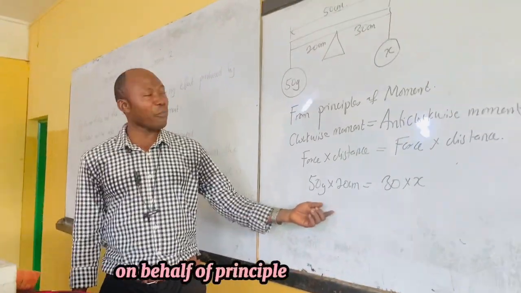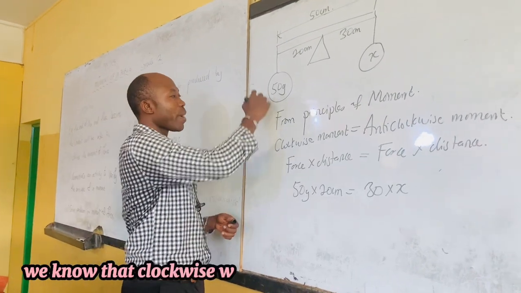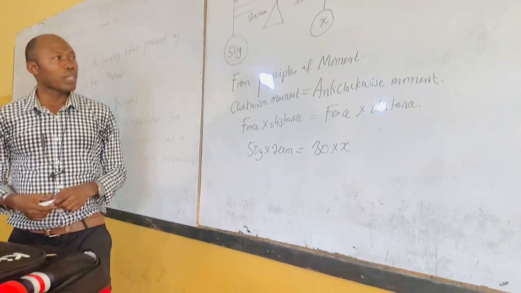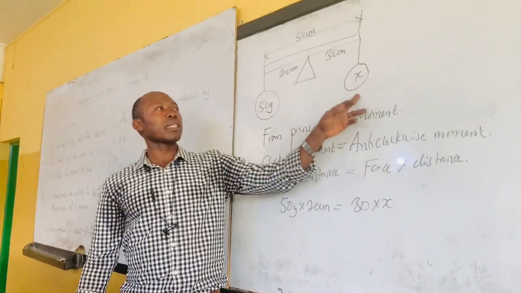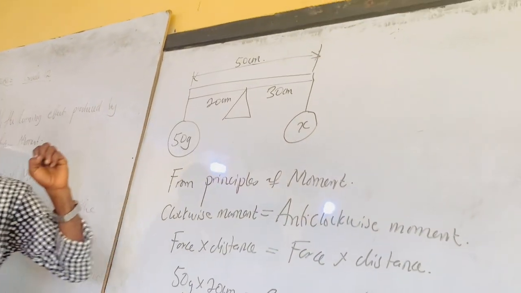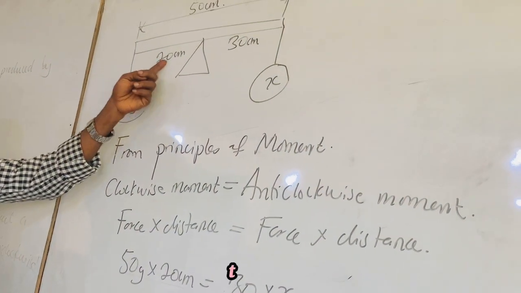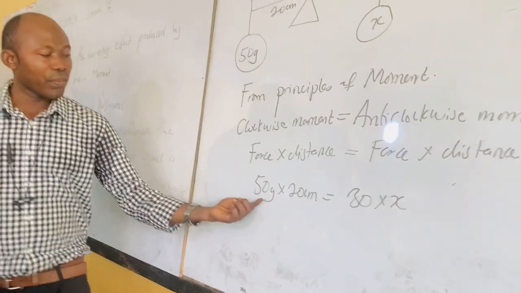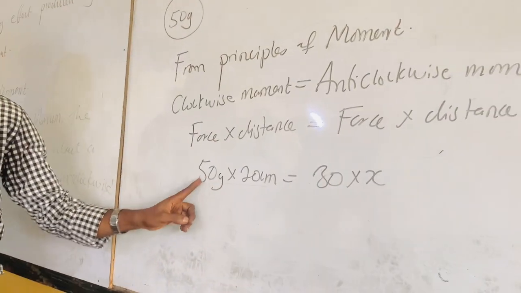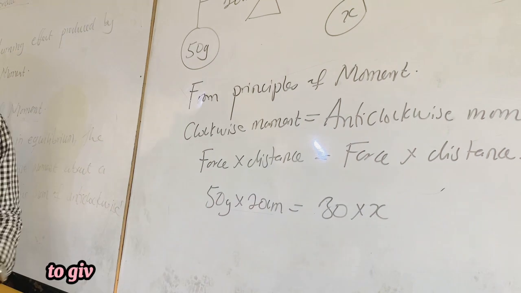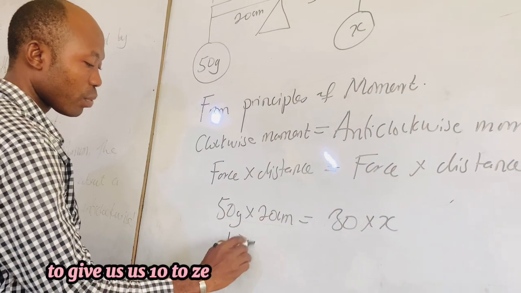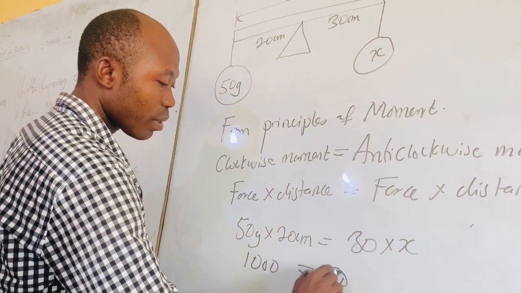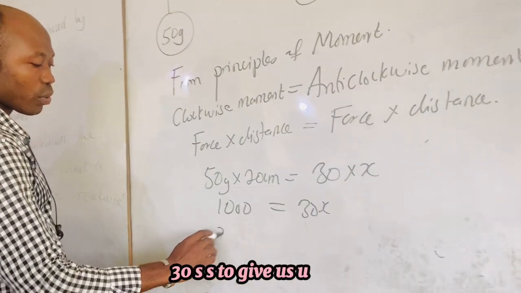On the board, from the principle of moment, we know that clockwise moments should equal anticlockwise moments, from what we just demonstrated. So from this example, we want to find the mass that will be attached here to balance this meter rule. We know that the force and the distance here equal the force and distance there. So with this, 50 grams times 20 centimeters will give us 5 times 2, which gives us what? 10, and two zeros. Is that it? So equal to what?